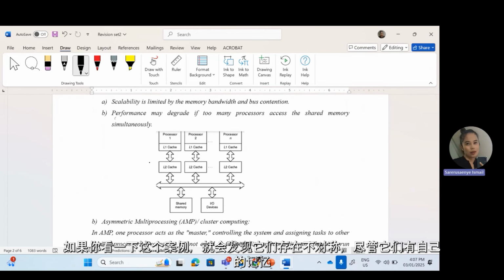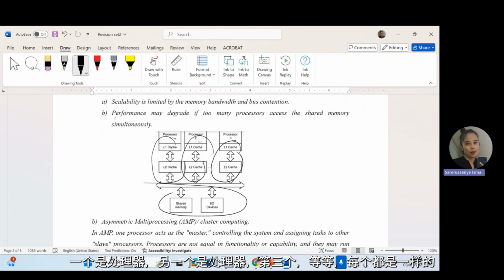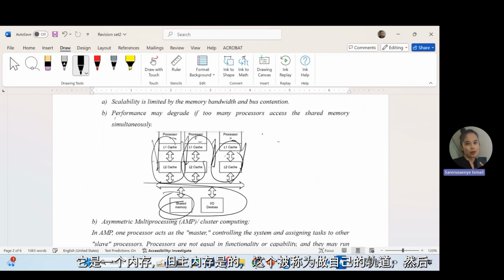Asymmetric, if you look at this case, they have their own memory, although they're sharing the memory in here. But each of this memory belongs to a different processor. You see, this is processor 1, this is processor 2, this is processor 3, and so on. Each of them is the same as a core in a multi-core processor. Each core is not sharing its own memory, but the main memory, yes.